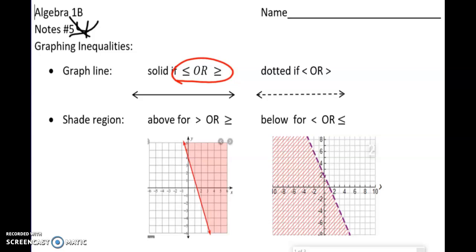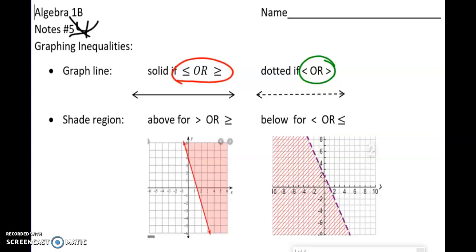So understand that that is a solid line because all of the points on that line are answers. They are all solutions. Now, we would use a dotted line, which is very different. Haven't really done any of that before. If we have a less than or greater than symbol. All right, so you really just put dashes on your line as we go.